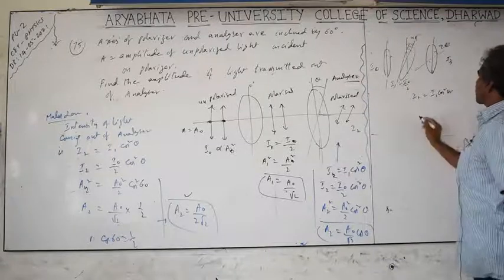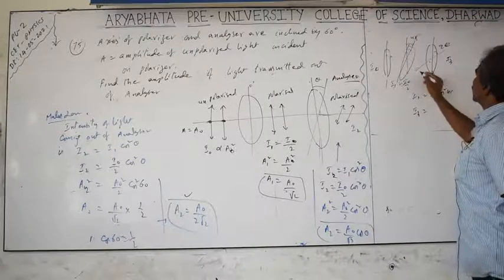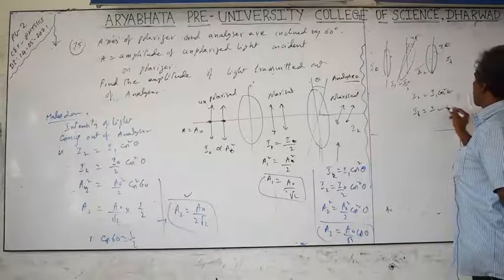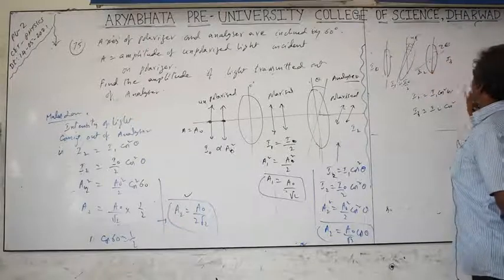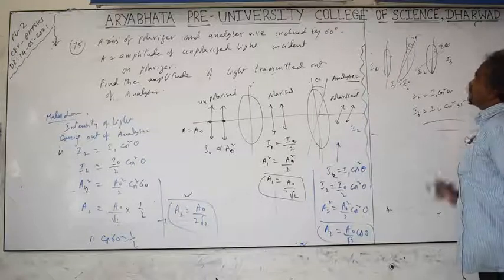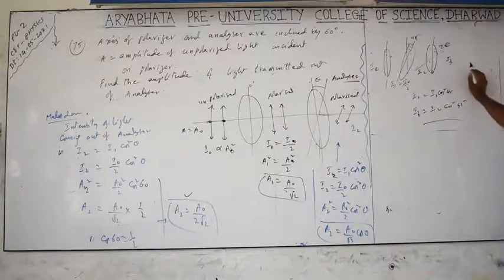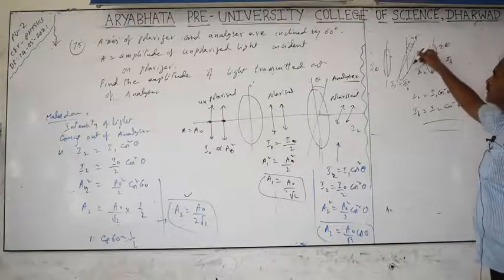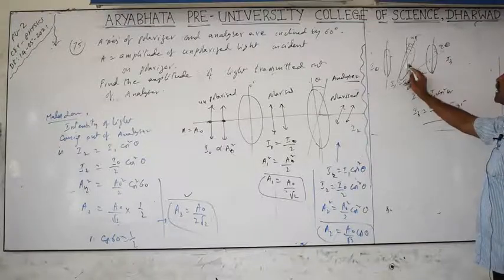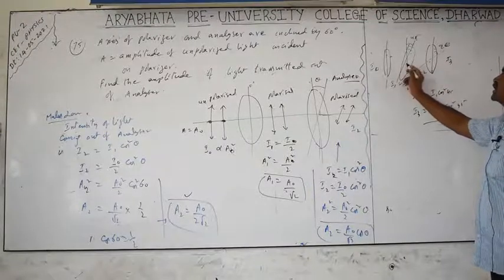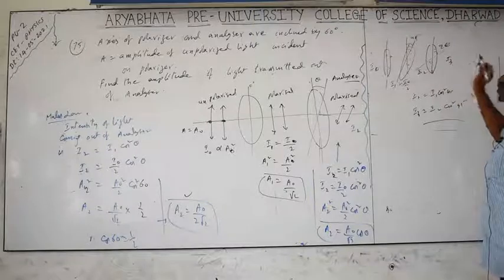What is I3? I3 equal to the intensity before, I2, into cos square of the angle between these two, in this case 45 degrees. So whenever you get the crossed polarizers, the intensity coming out is 0. But if we introduce one more polarizer in between at some other angle, not 90 degrees between these two. If these two are at 90 degrees, the intensity between these two is 0, between these two also 0.